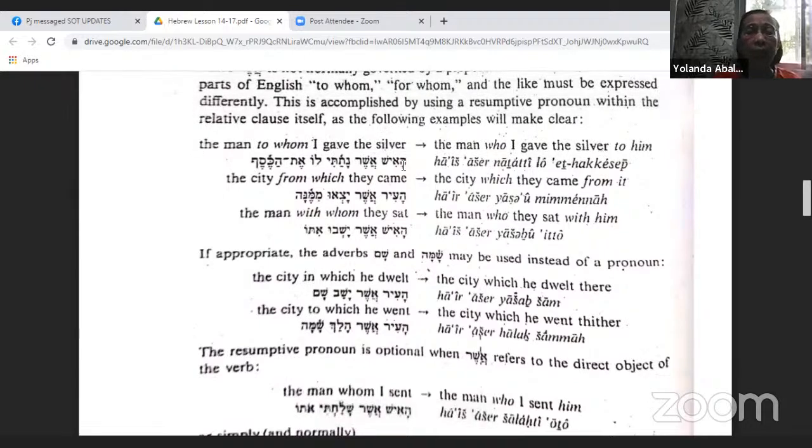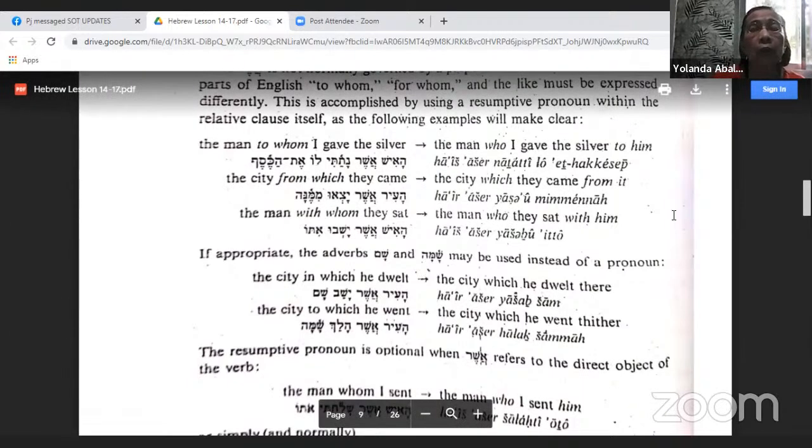Okay, so we have, basahin natin ang Hebreo ha, hindi yung transliteration na. Ha-ish, Asher, Nathati, Lo, at Hakesep. Ano yun? The man to whom Nathati I gave to him at Hakesep, the silver. So meron tayo, the man who I gave the silver to him. Yan ang literal. Alright. Literal yan ha.